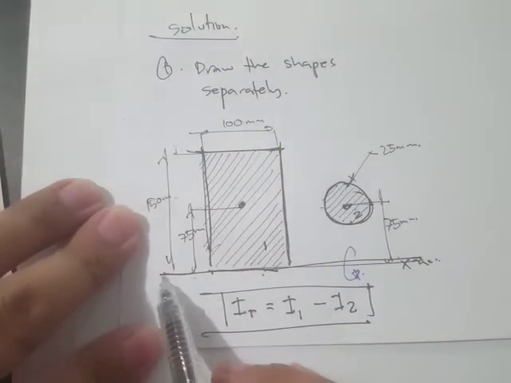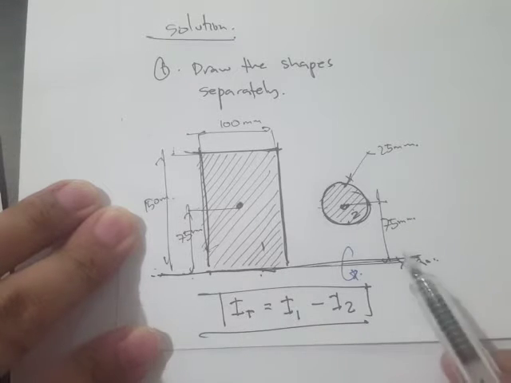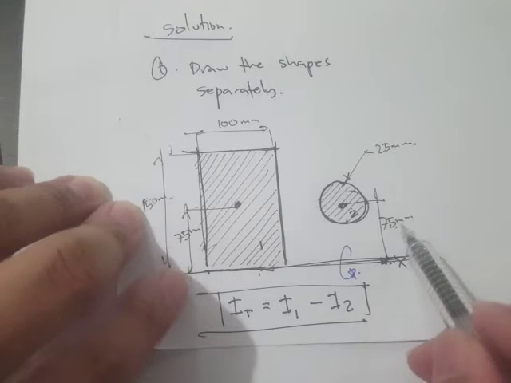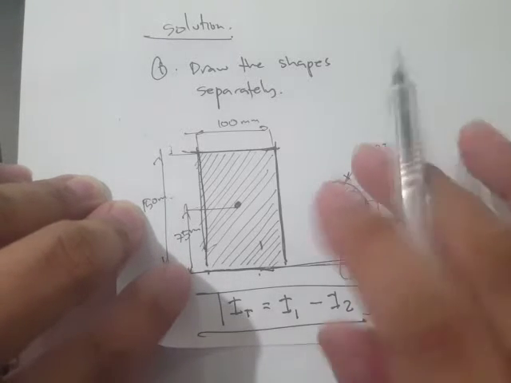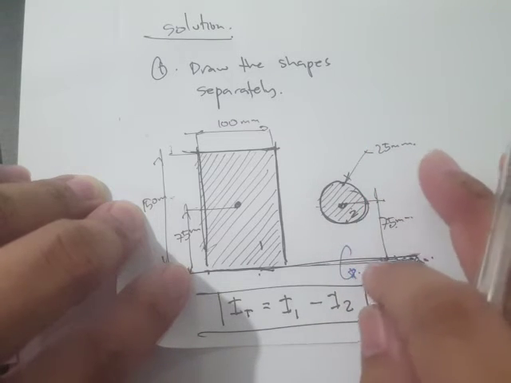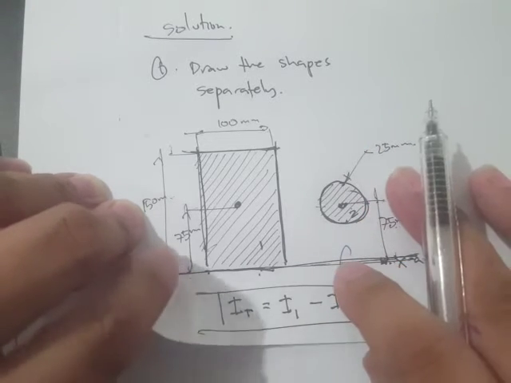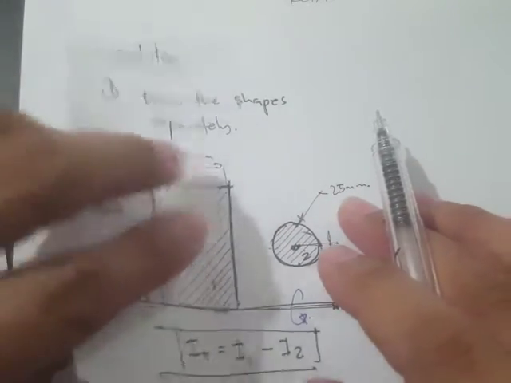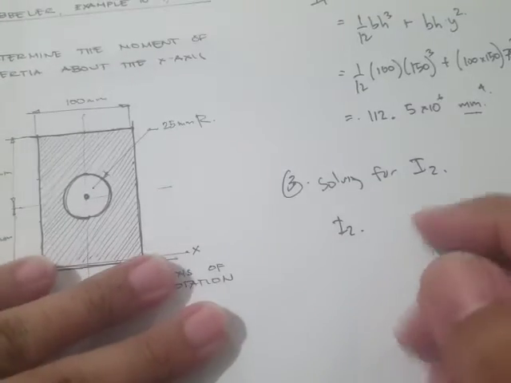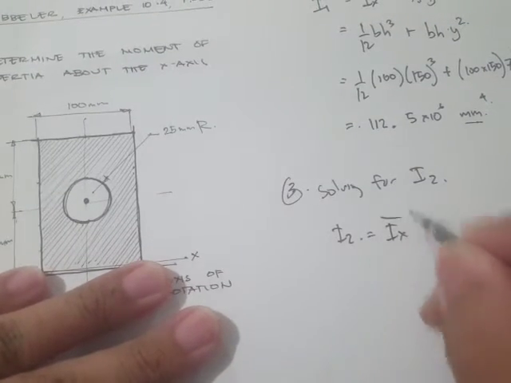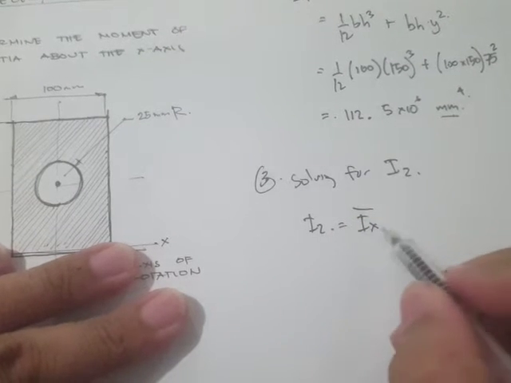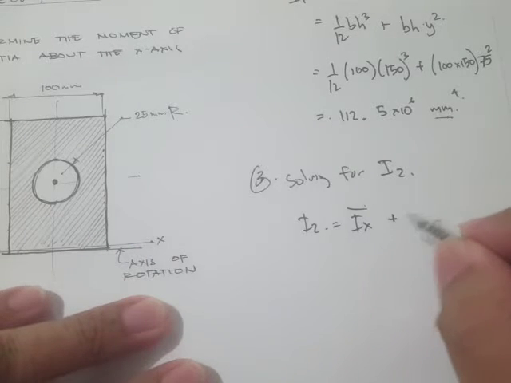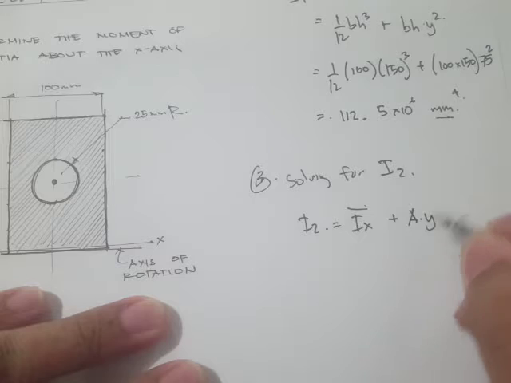However, in this problem, our axis of rotation is along here. So therefore, the distance from this axis to the centroid is 75 mm. So we have to take into account this condition, and we need to apply the parallel axis theorem. Right here we have to use I sub 2 is equal to I sub x, the moment of inertia along the centroid, plus the area times the distance.